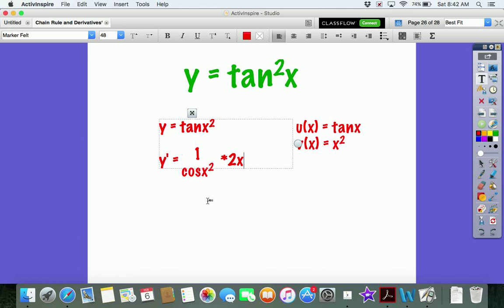So when we do that, our final answer is going to be y prime. Sorry, let me fix that. It's going to be y prime equals 2x over cosine squared of x squared.